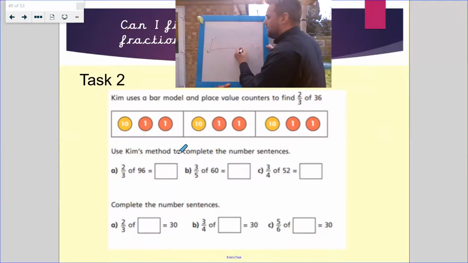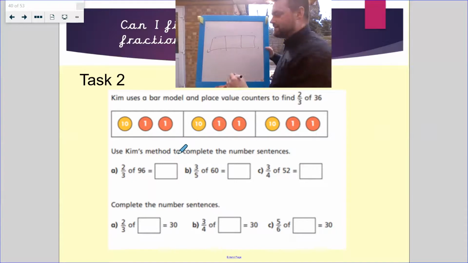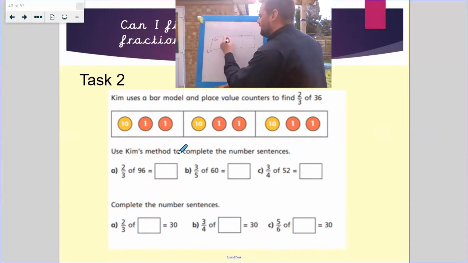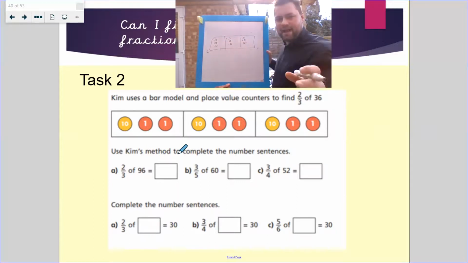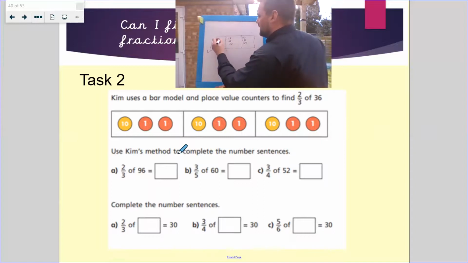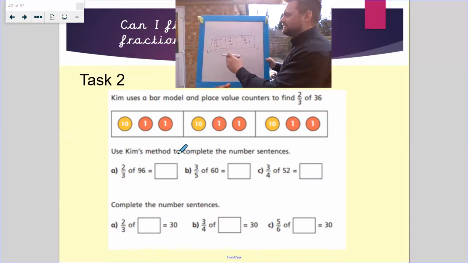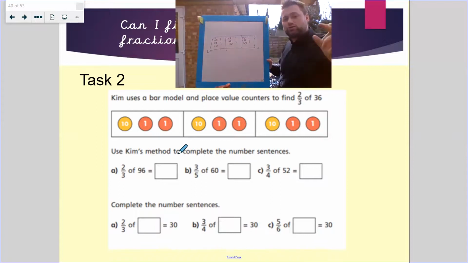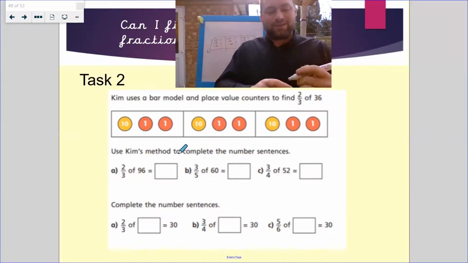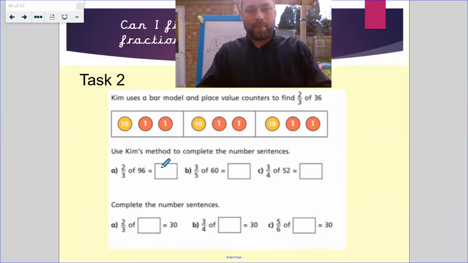So we've got our bar, which is split into thirds, okay? We've got 90, so we've got 10, 20, 30, 40, 50, 60, 70, 80, and 90. How many ones have we got? We've got 6. 1, 2, 3, 4, 5, 6. 1/3 is equal to 32. So 2/3 is going to be equal to 64.